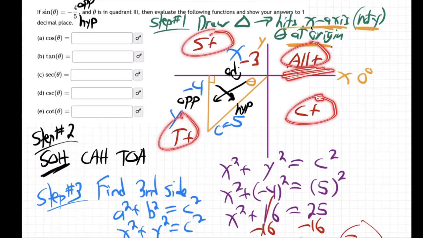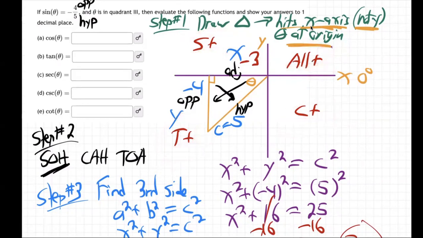All 6 trig functions are positive in the first quadrant. In the second quadrant, only sine is positive, and his upside down, which would be cosecant, are both positive. The other 4 trig functions are negative. In the third quadrant, only tangent and his upside down, cotangent, only those 2 are positive. The other 4 are all negative. And in the fourth quadrant, only cosine and his upside down, secant, are positive. The other 4 are all negative. So where are we? We're in the third quadrant right here. So what's positive?